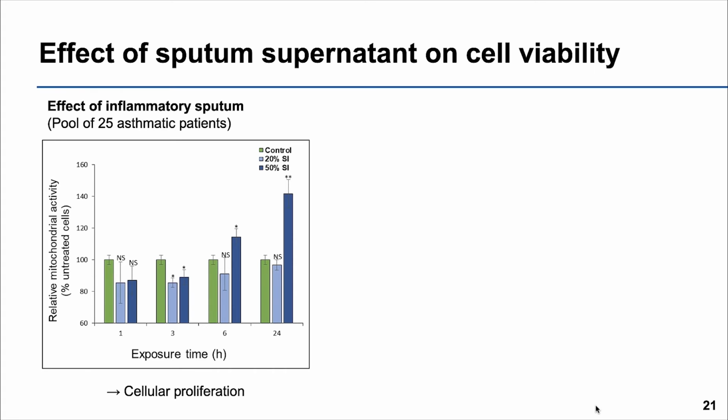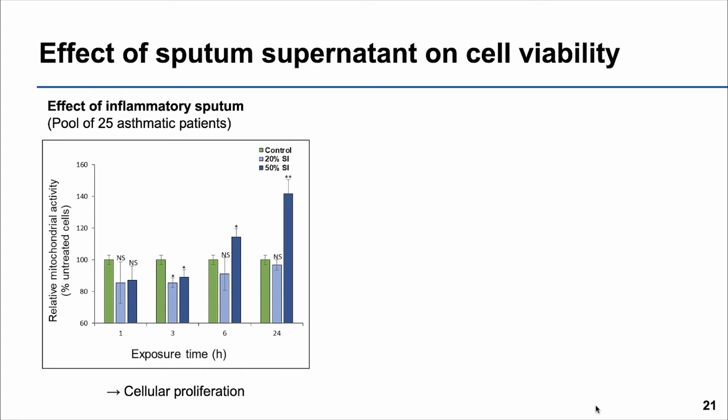So we pooled the supernatant from sputum coming from 25 asthmatic patients, that is our inflammatory sputum, and from 8 healthy individuals. And we started the same process that we did with the H2O2, and here the results were really interesting. So we see that with exposure time and sufficient sputum exposition, we start to see cell overproliferation of our cells in contact with inflammatory sputum.